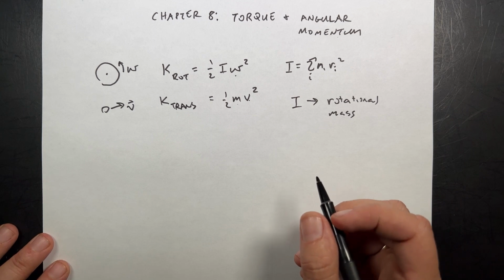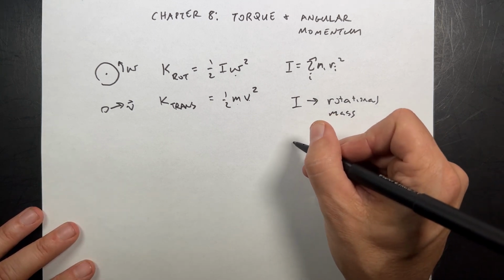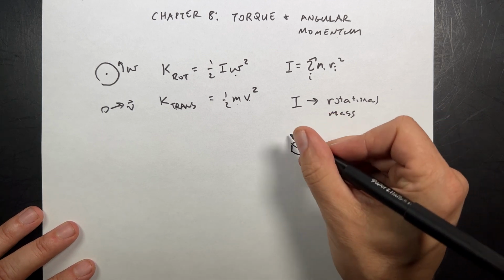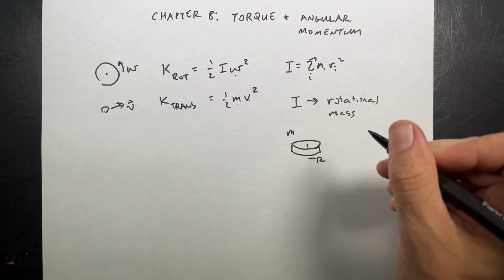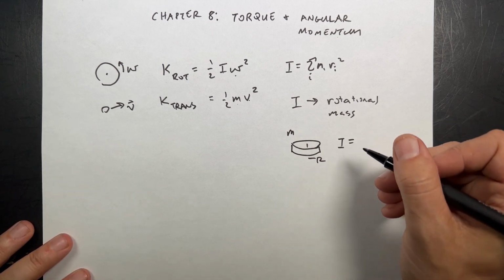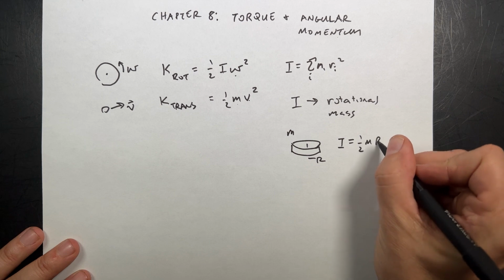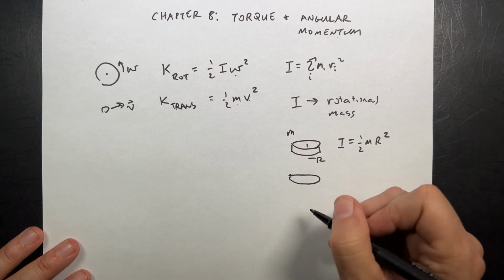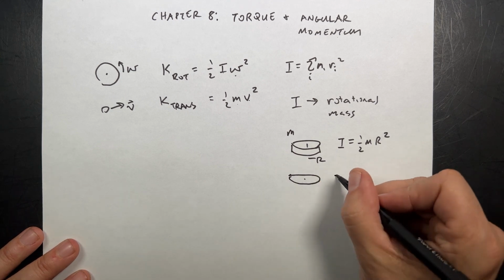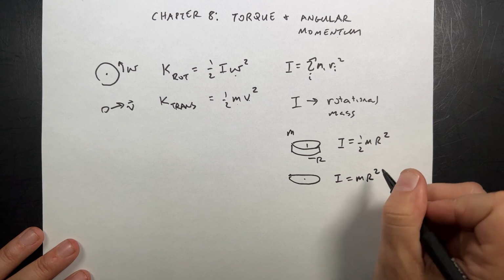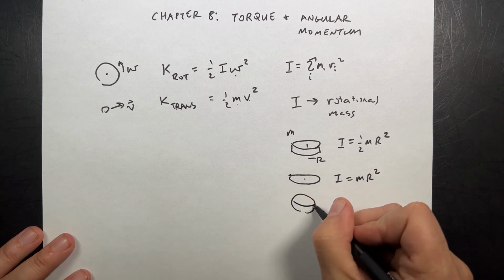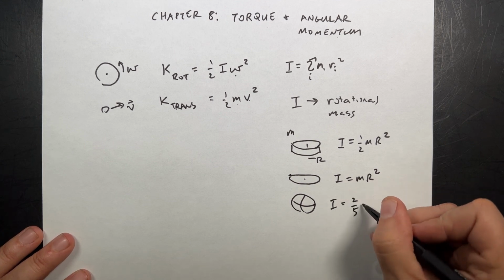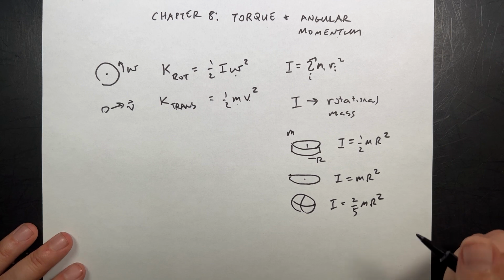And in fact, I'll just go ahead and tell you. Suppose that I have these objects. I have a disk, and it has a mass m and a radius r. That has a moment of inertia, rotational mass, of 1/2 mr squared. If I have a ring, same mass, same radius, but there's nothing in the middle, that has a moment of inertia of mr squared. What if I have a sphere? Then I is 2/5 mr squared. You can't calculate these things. You need calculus to do them.